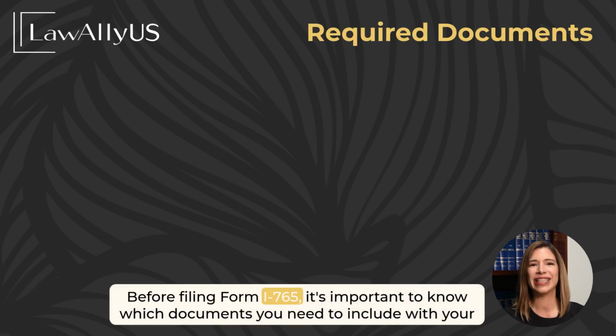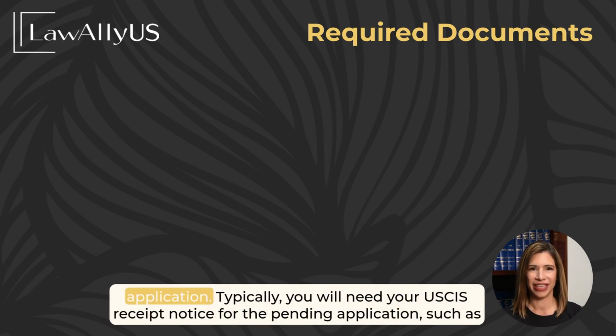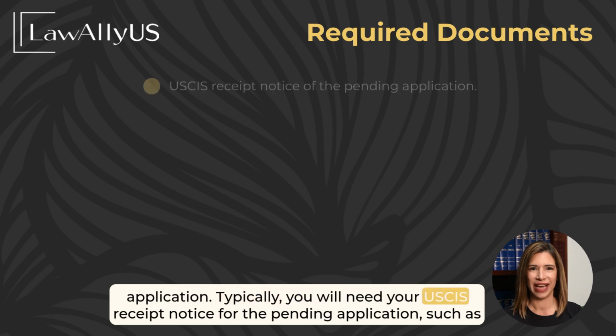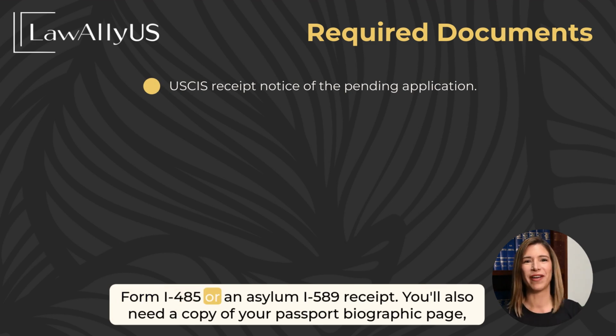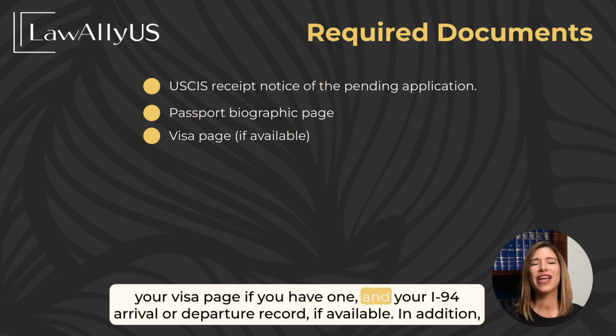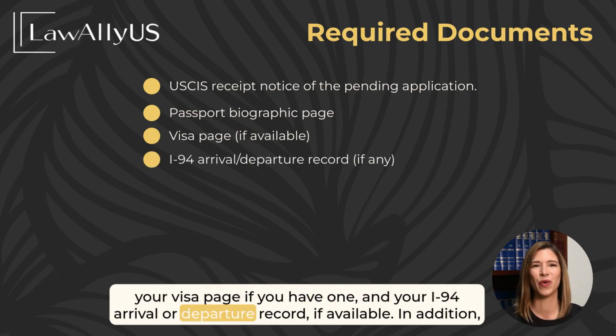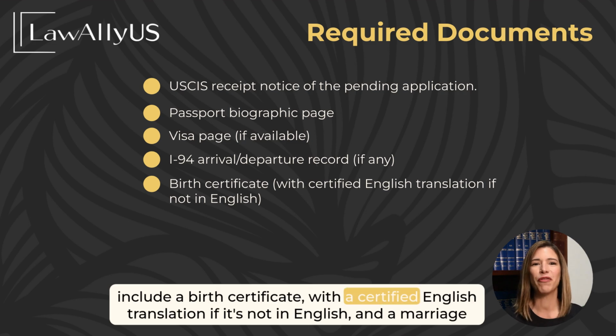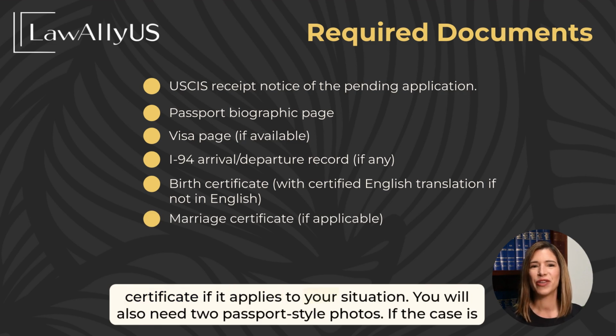Before filing Form I-765, it's important to know which documents you need to include with your application. Typically, you will need your USCIS receipt notice for the pending application, such as Form I-485 or an Asylum I-589 receipt. You'll also need a copy of your passport biographic page, your visa page if you have one, and your I-94 arrival or departure record if available. In addition, include a birth certificate with a certified English translation if it's not in English, and a marriage certificate if it applies to your situation.